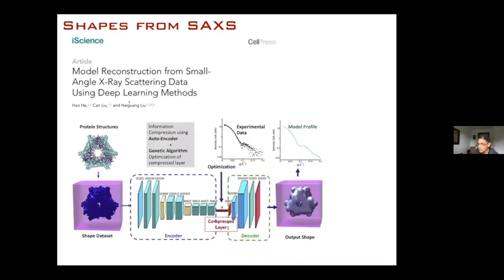They took this one step further now. I think last year they used more machine learning algorithms to search shape space and do some matches with refinement. And so this is available online. You can just upload your data and out comes a shape.